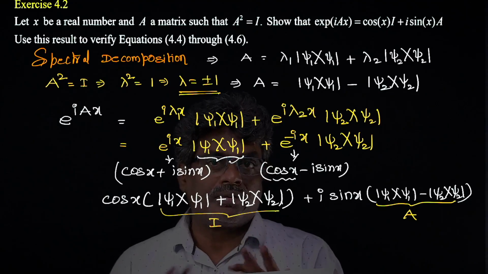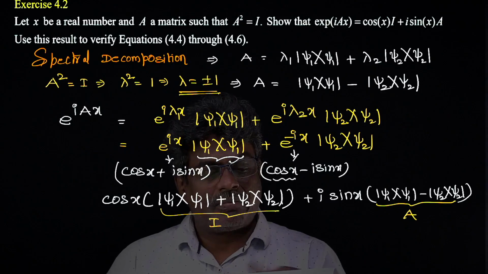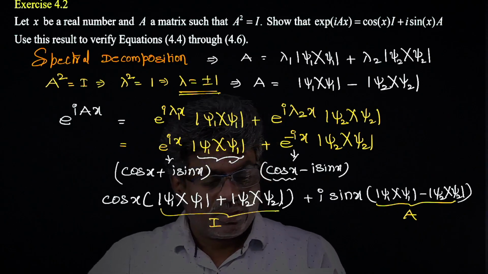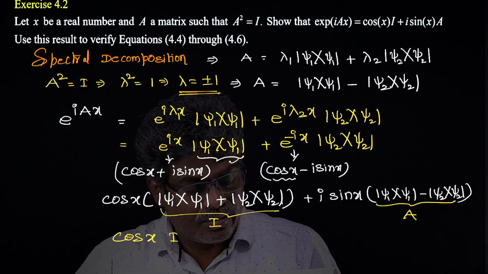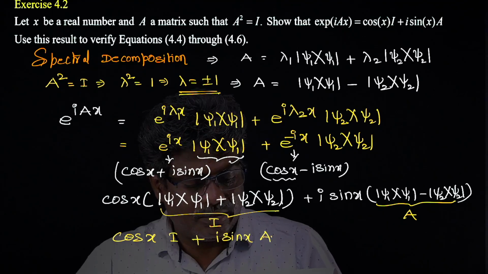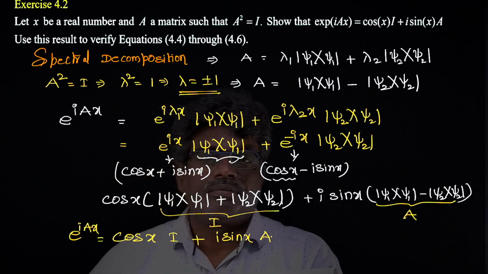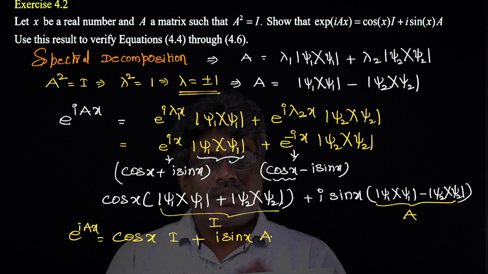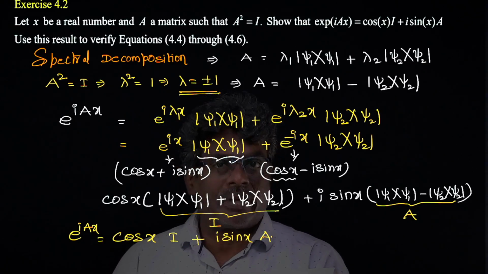Remember, the outer product form of the identity matrix is psi 1 outer product plus psi 2 outer product. So finally I got cos x I plus i sin x into A. This is nothing but e raised to iAx. Okay, so this is another way of simplifying, deriving it by using spectral decomposition.